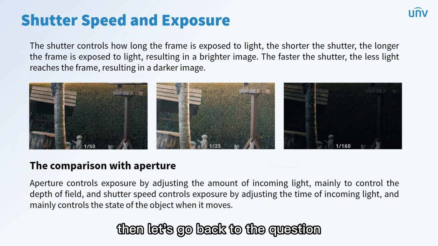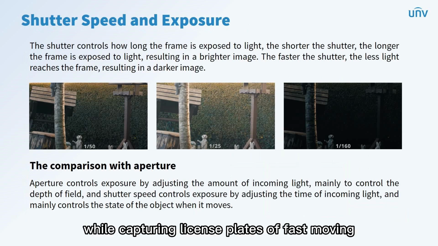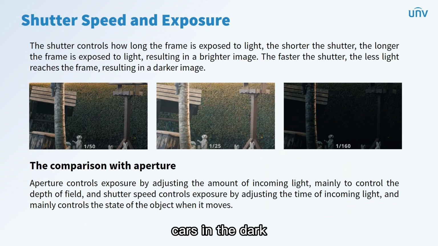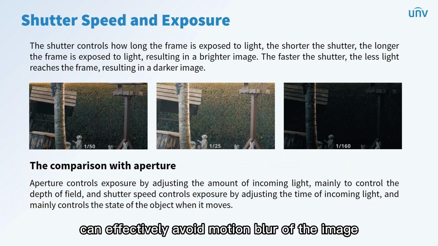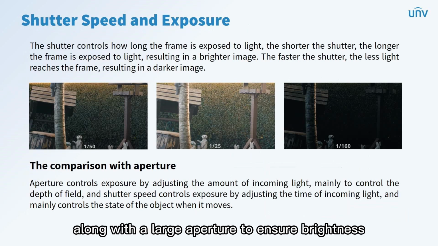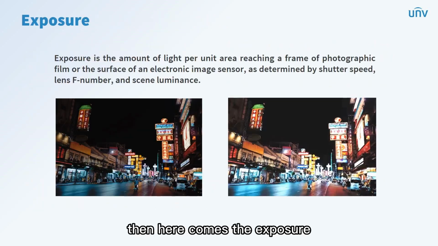Then let's go back to the question. While capturing license plates of fast-moving cars in the dark, a fast shutter speed can effectively avoid motion blur of the image, along with a large aperture to ensure brightness. Then, here comes the exposure.